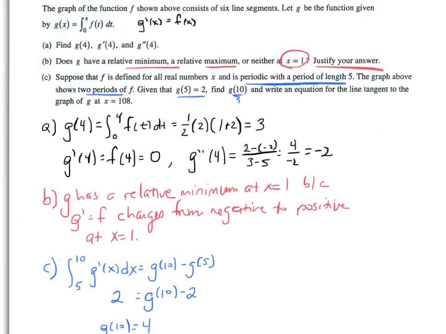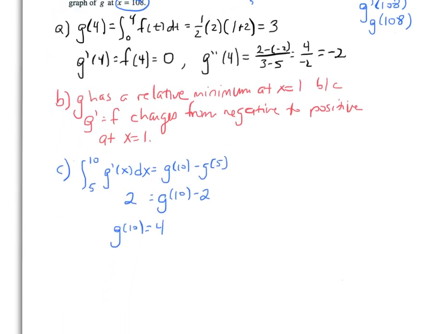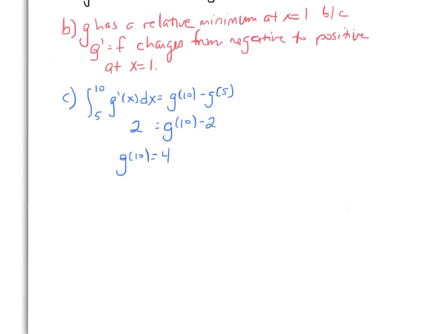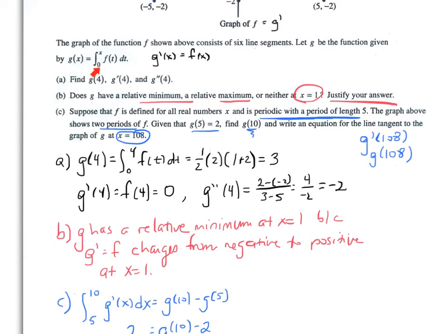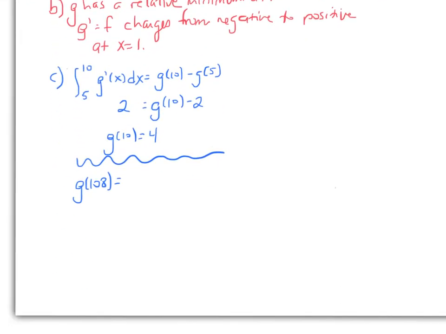Okay, and our last task here is that we need to write an equation for the line tangent to g at x equals 108. So for that, we need to know what g prime of 108 is, that's the slope, but we also need the y value, g of 108. So let's start with finding g of 108. Now, based on what they gave us, they told us that g of x is the integral from 0 to x of f of t. So that would be the integral from 0 to 108 of f of t.